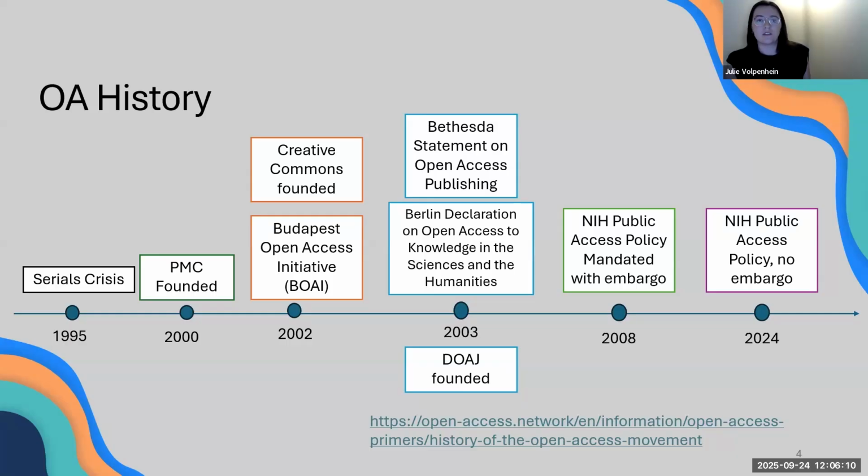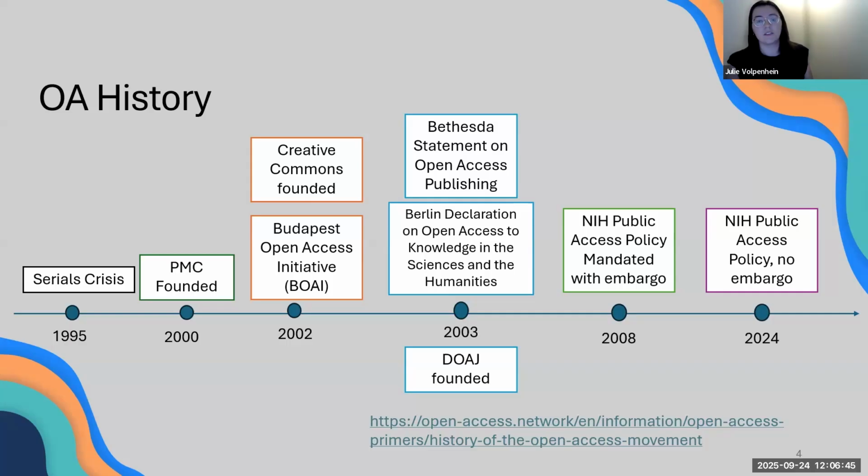It is run by the National Institutes of Health, more specifically the National Library of Medicine. In 2002, we see the Budapest Open Access Initiative, and this was a declaration of academics and people involved in open access saying we need to push for more open access whenever it comes to scientific materials. This is for many reasons. It's more equitable. The idea is that it pushes scientific progress more quickly. We'll get into that a little bit later as well.